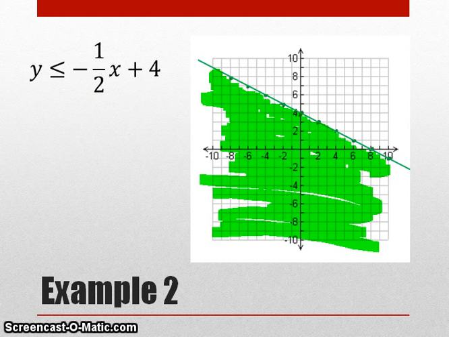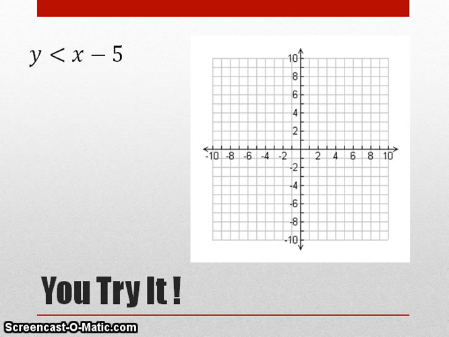All right, for the last one, you are on your own. You try it. Y is less than x minus 5. So start by graphing the line. You need to choose solid or dotted, and then you need to shade either above or below the line.